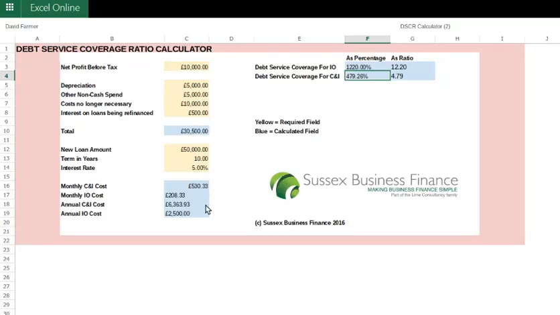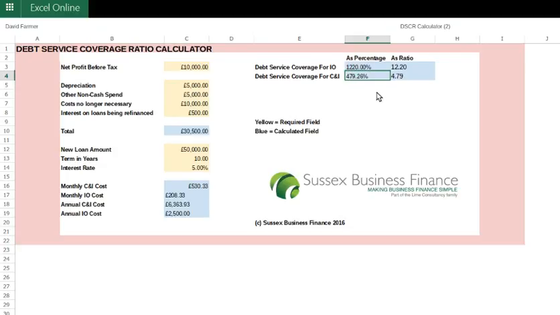Those figures then bring into this box here the monthly capital and interest, annual capital and interest, and interest only costs. We then move over to here, and this gives us the amount of debt service cover you have, either as a percentage or as a ratio. As a guide, most lenders on a capital and interest basis will look for 1.2 or 120%, meaning that your income available to service the loan is at least 120% of the loan costs. Interest only providers will use a very similar measure, but on an interest only basis. So again, you're looking at 1.2 or 120%.